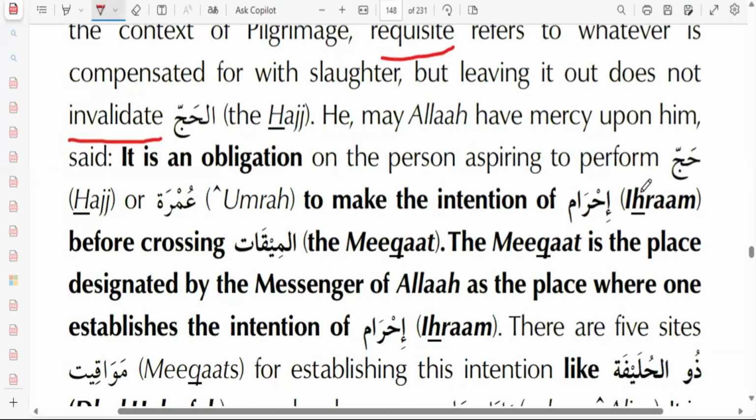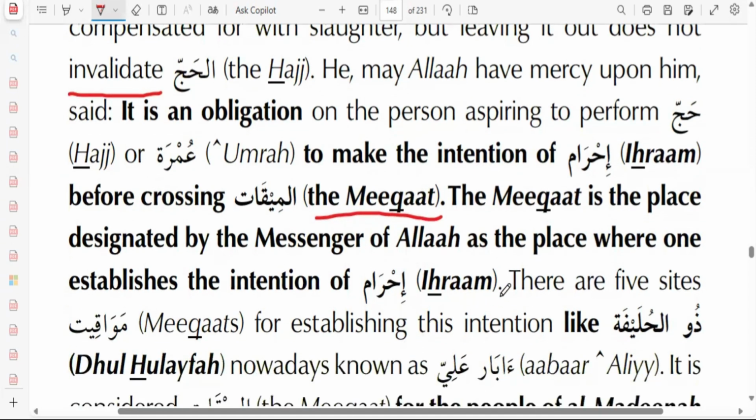All right, so he, may Allah have mercy upon him, said, it is an obligation on the person aspiring to perform Hajj or Umrah to make the intention of Ihram before crossing the miqat. So I don't know a very good word for miqat. Miqat is what he says right here. The miqat is the place designated by the Messenger of Allah as the place where one establishes the intention of Ihram.